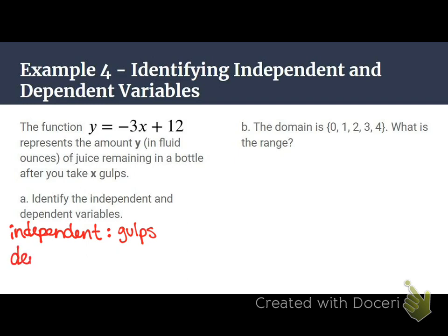The dependent variable, so what changes based on our gulps? The amount of juice that's left. So again, they kind of helped you out. They gave you a y. The amount of juice remaining is our dependent variable. Amount of juice, you could put remaining or left in the bottle. Questions about independent versus dependent variables?